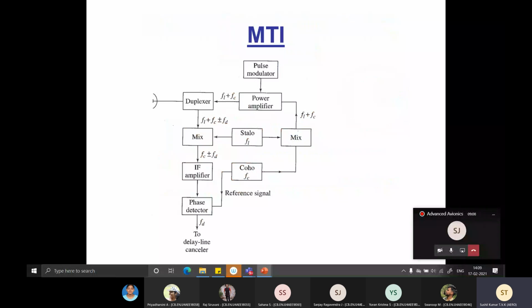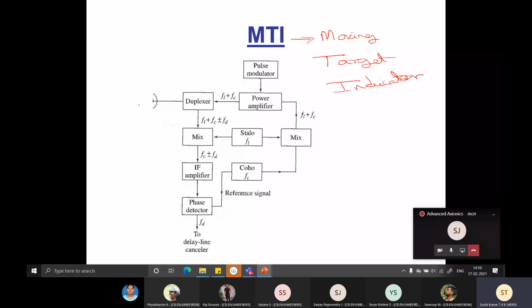Before going into a little bit of maths about it, we'll see how this system works. These radars are called moving target radars. It's called the moving target indicator, MTI radars, that's what they call it. And all radars nowadays are MTI radars.